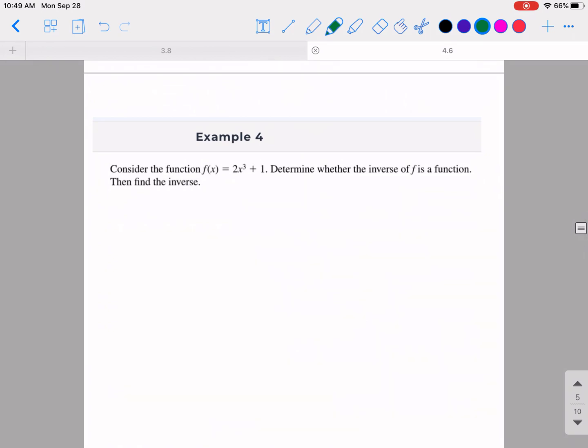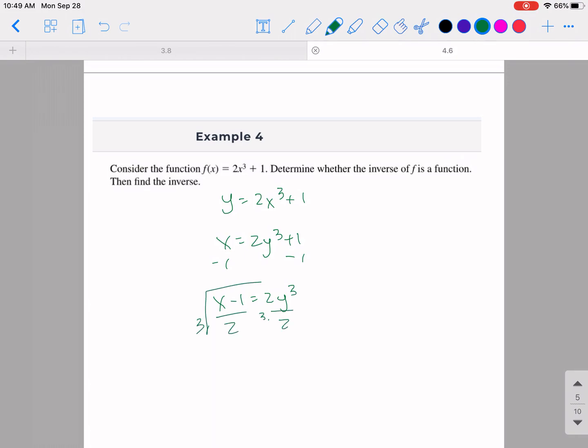Okay, example 4, we're going to find the inverse and then determine if the inverse is a function. Now, to find the inverse, I like to do the method where we switch the x and y, so x equals 2y cubed plus 1. Subtract 1 from both sides: x minus 1 is equal to 2y cubed. Divide by 2, and then take the cubic root. Okay, so we have the cubic root of (x minus 1) over 2 as our inverse.